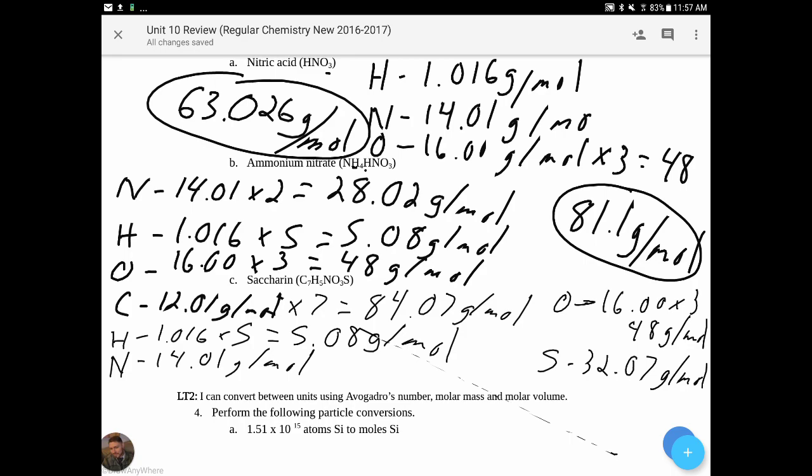Now we just add all of those together. So 84.07 plus 5.08 plus 14.01 plus 48 plus 32.07, and we get 183.23 grams per mole total. There is our final answer, and that is how to calculate the molar mass of a compound.